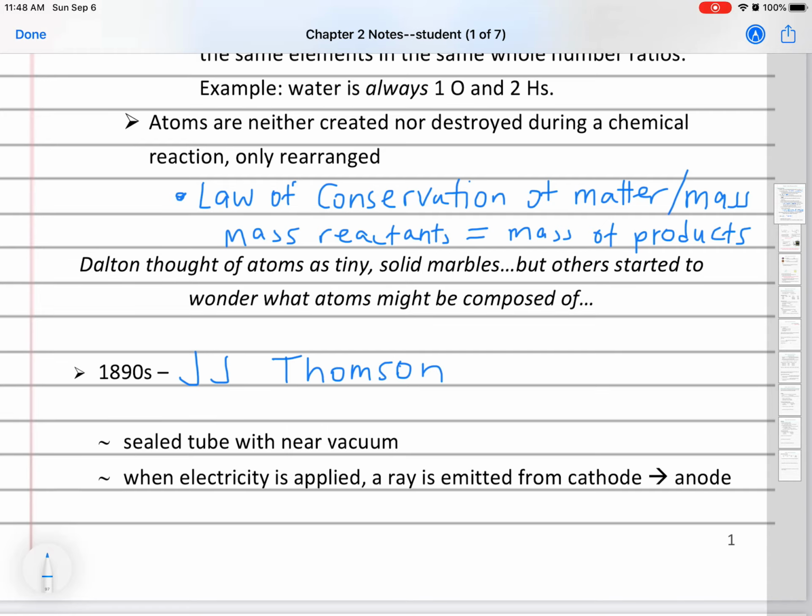J.J. Thomson's big contribution was a set of experiments using cathode rays. Cathode ray experiments.